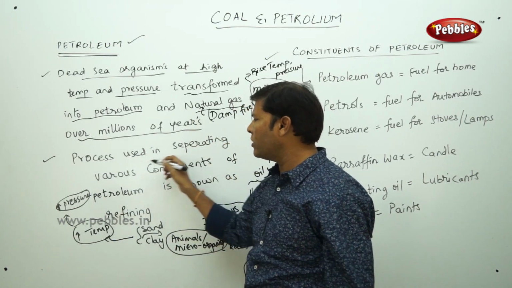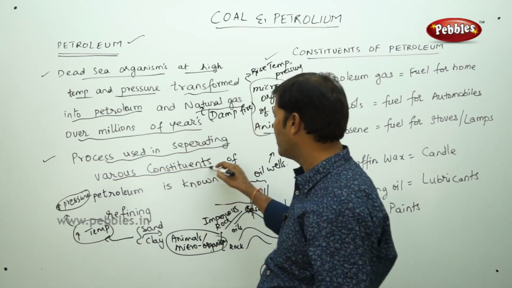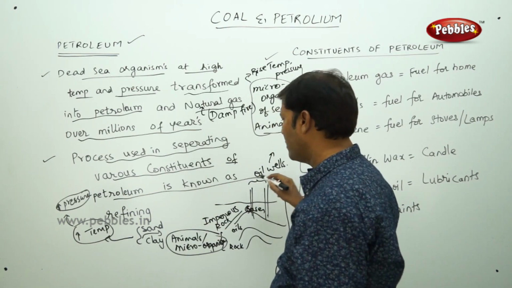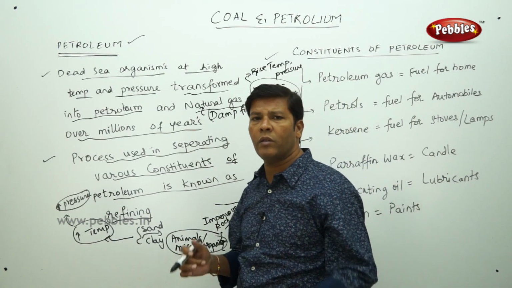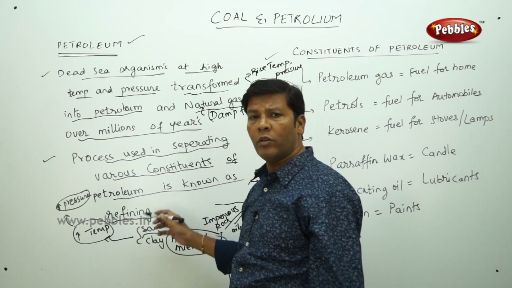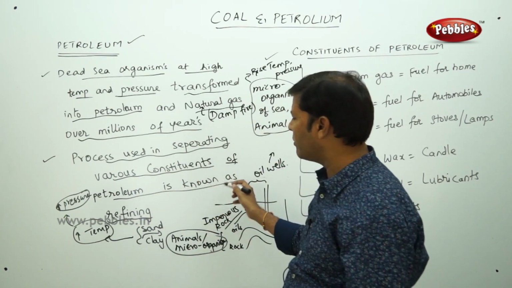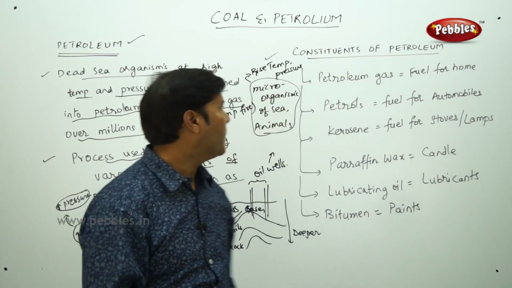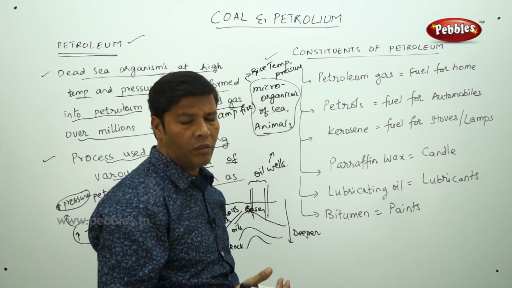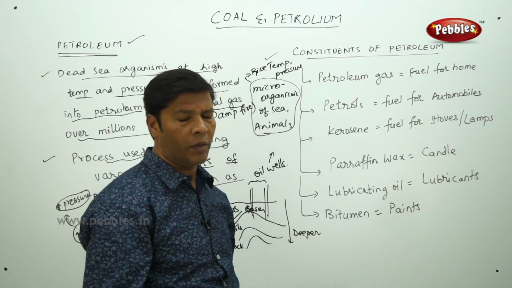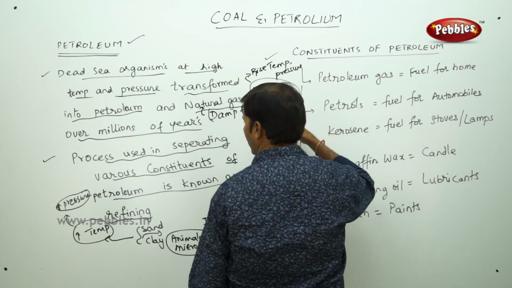So the process used in the separation of various constituents of the petroleum is known as refining. That means once you obtain the petroleum in the crude form, it is immediately sent for refining. What do you exactly mean by refining? The process used in separating the various constituents of the petroleum is known as refining. In the petroleum refinery, during the fractional distillation of the crude petroleum, at different temperatures you get different fuel gases from the petroleum.